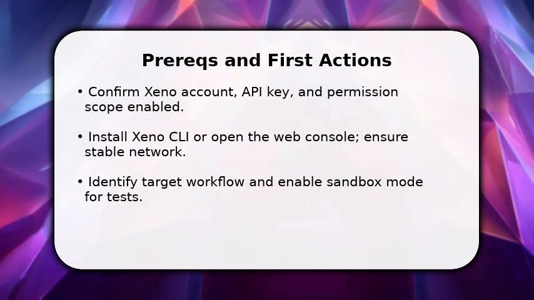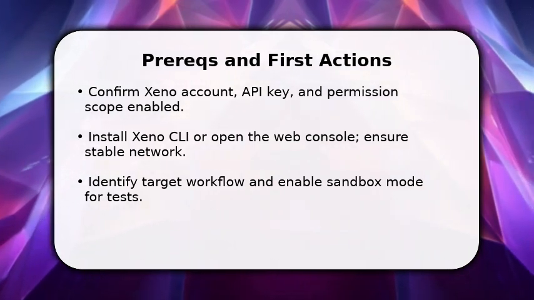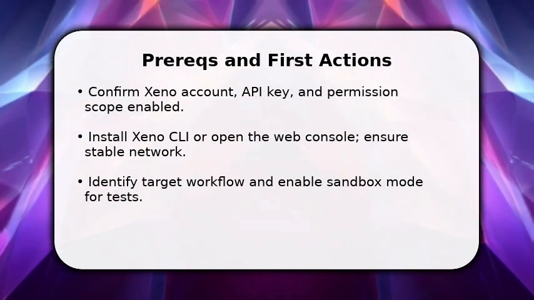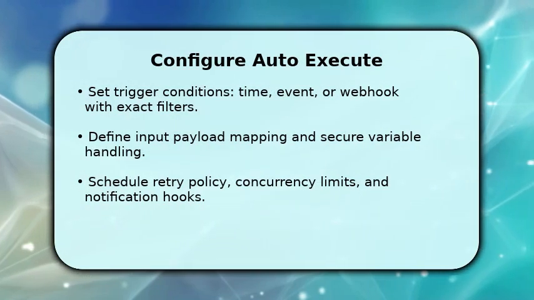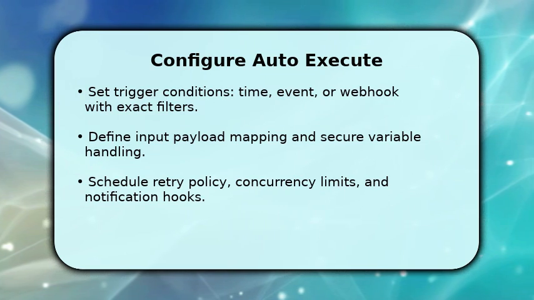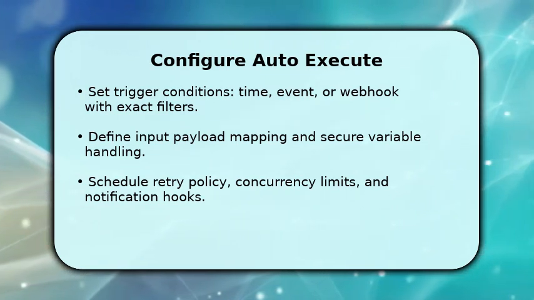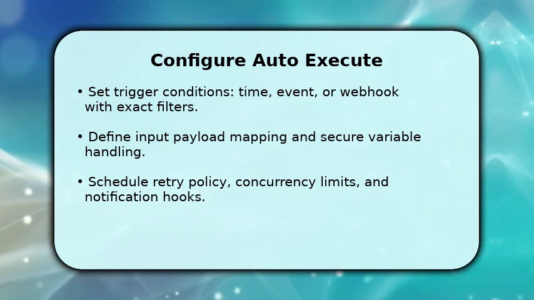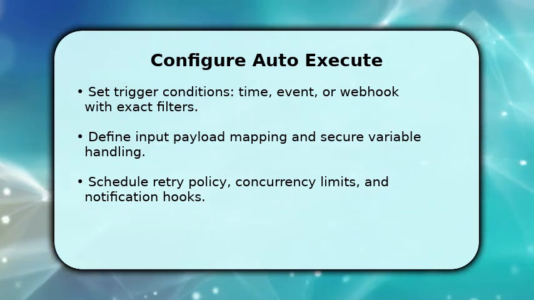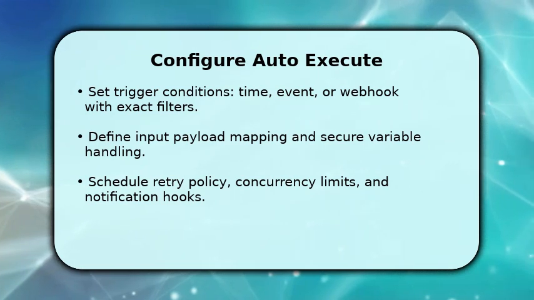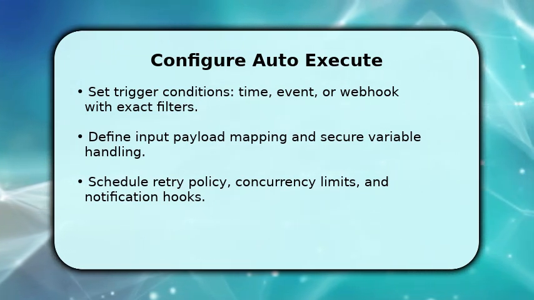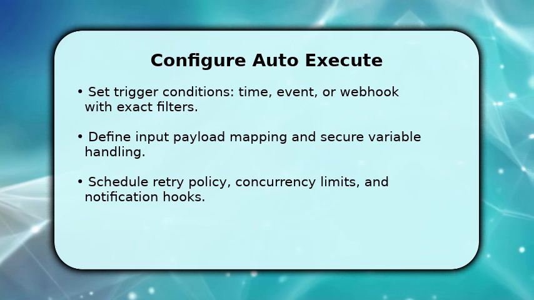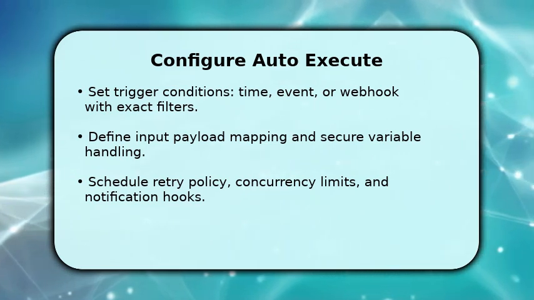Now configure auto-execute. Choose the trigger type, scheduled time, event, or incoming webhook, and add precise filters to avoid false runs. Then map inputs from the trigger into your workflow variables and mark any secrets as secure so sensitive values aren't logged. Configure retry behavior, concurrency limits, and throttling to prevent overload. Finally, attach notification hooks for success and failure so you're alerted.